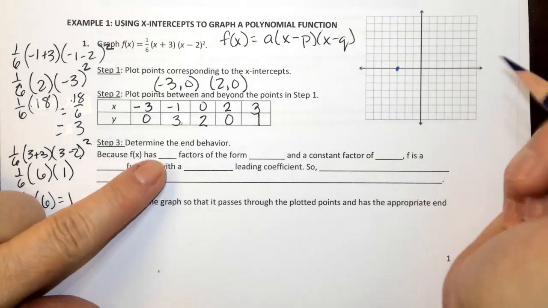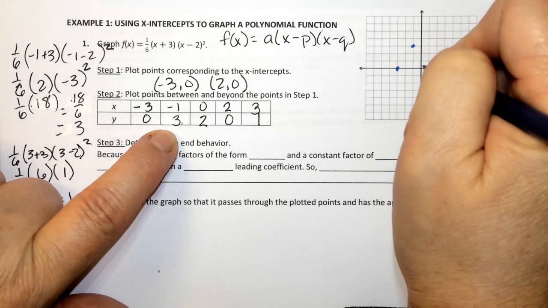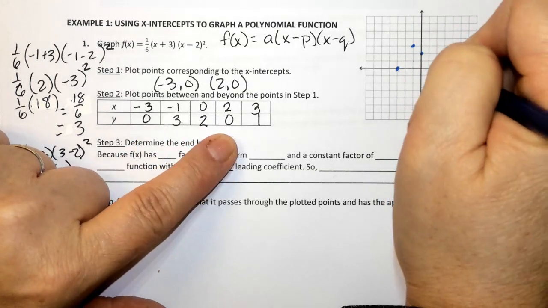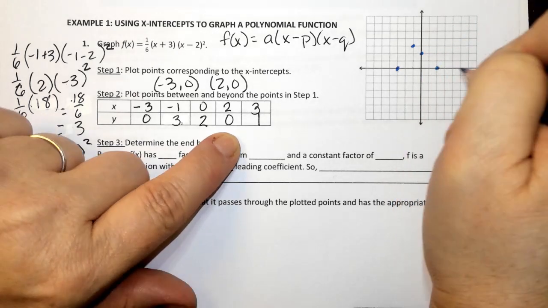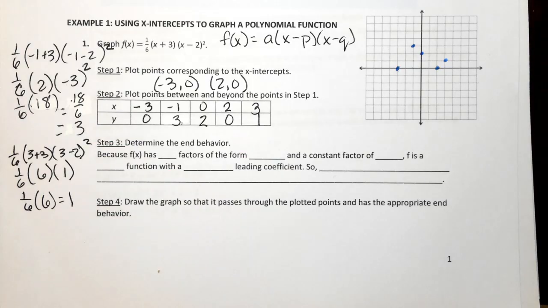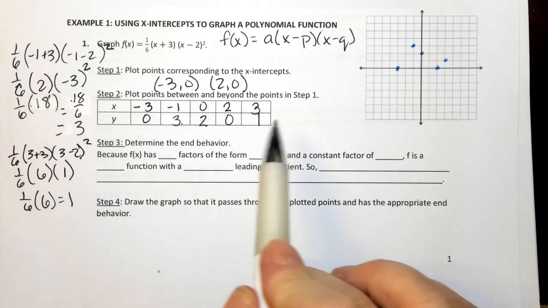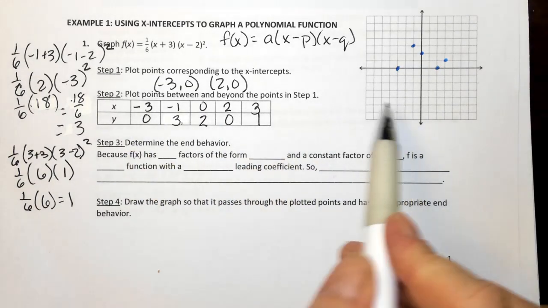So we got the negative 3, 0, negative 1, 1, 2, 3, 0, 2, 2, 0, and 3, 1. All right, so we now have our points plotted. So what do we do next? So step 1, we plotted our x-intercept. Step 2, we graphed some points.